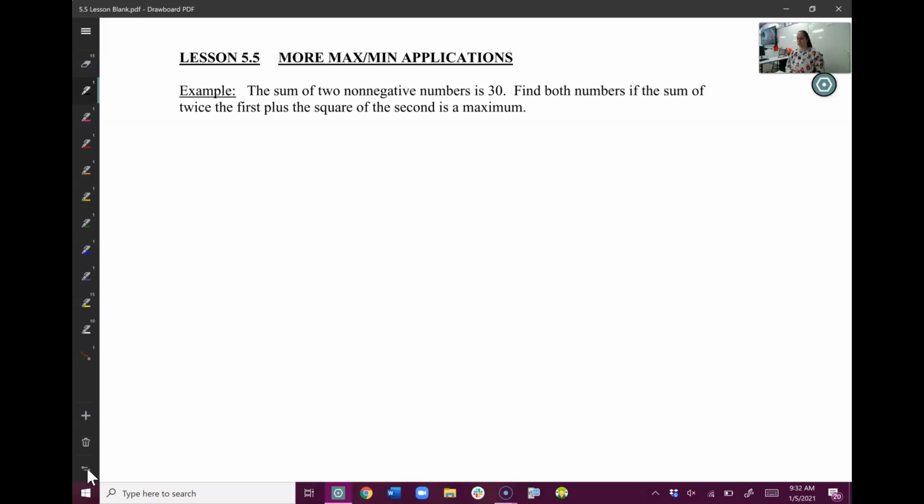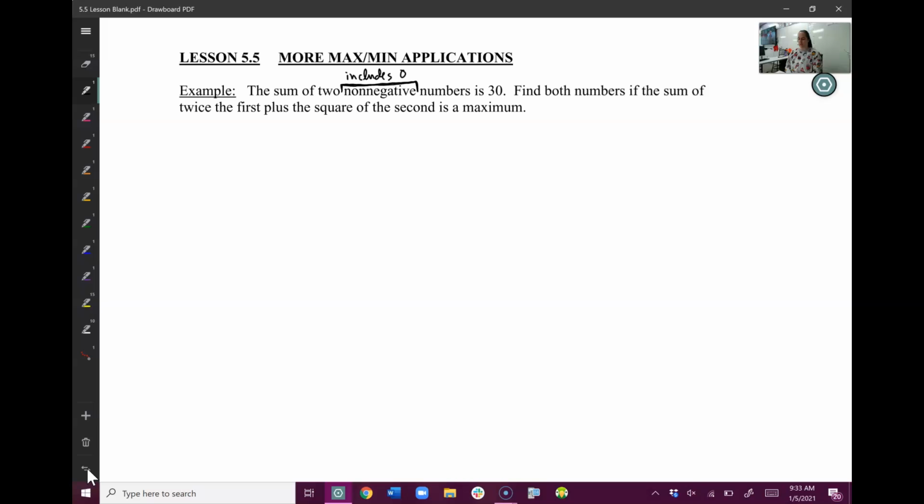The sum of two non-negative numbers is 30. Now let's pause for a second and focus on this word right here. Because in the second video of the last lesson, it talked about the product of two positive numbers. So what is the difference between saying it's positive and saying it's non-negative? The difference is including zero. Non-negative includes 0. Positive does not. That will be important for the answer for this problem.